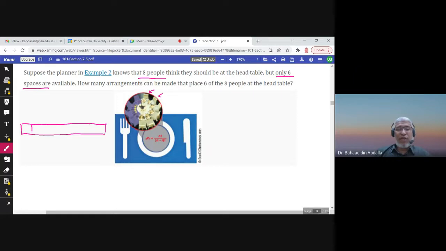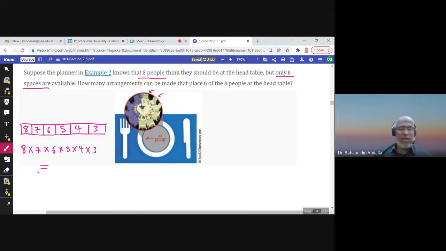In the first chair, how many possibilities are there now? We have 8 people, so any of these 8 can sit, and then 7, and then 6, and then 5, and then 4. The last seat would have 3 possibilities. So the answer is 8 times 7 times 6 times 5 times 4 times 3.